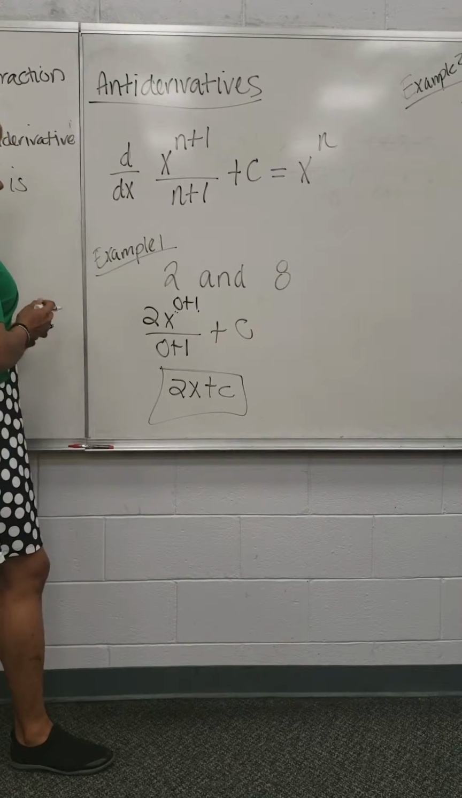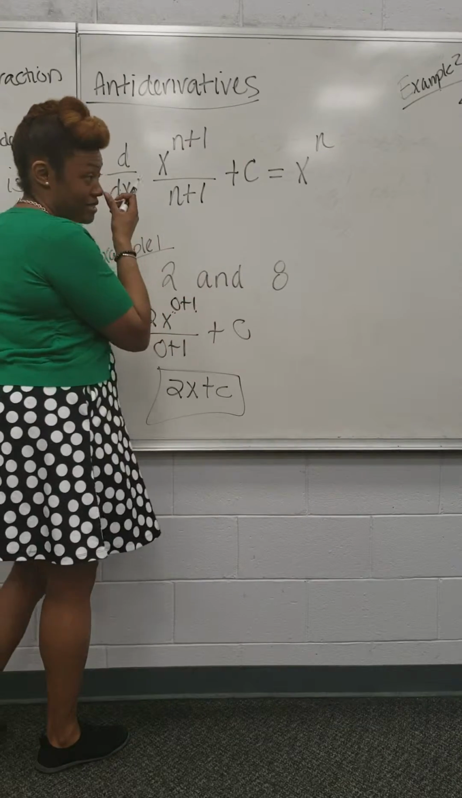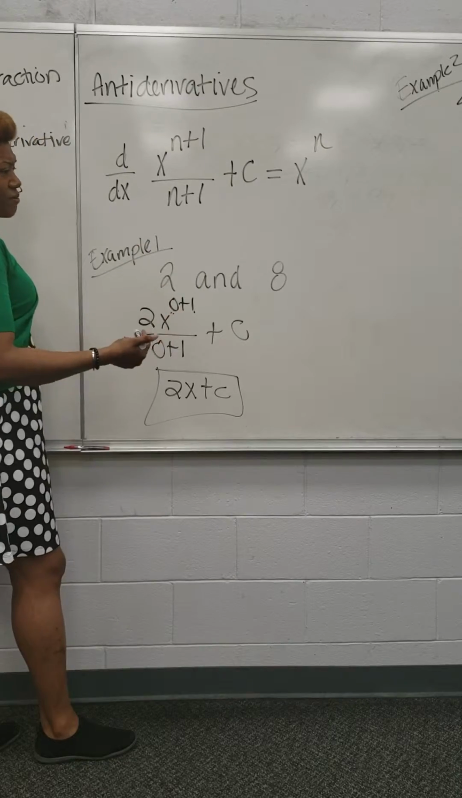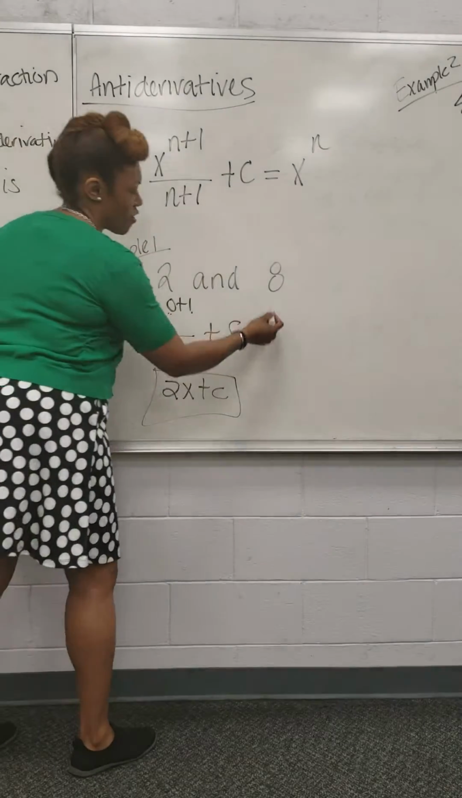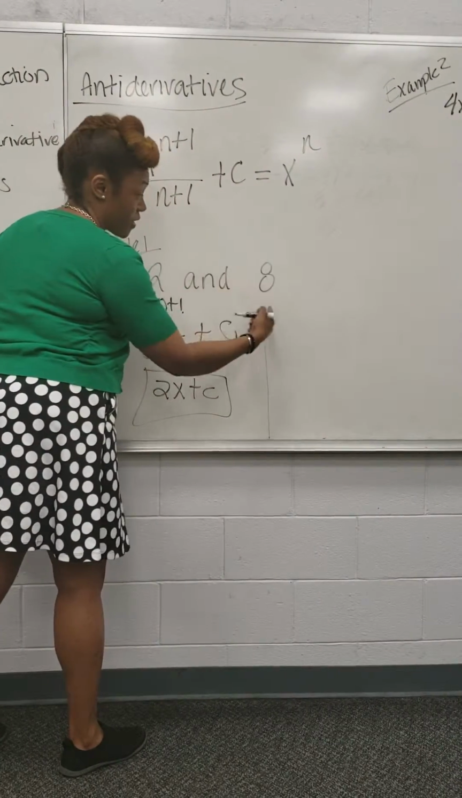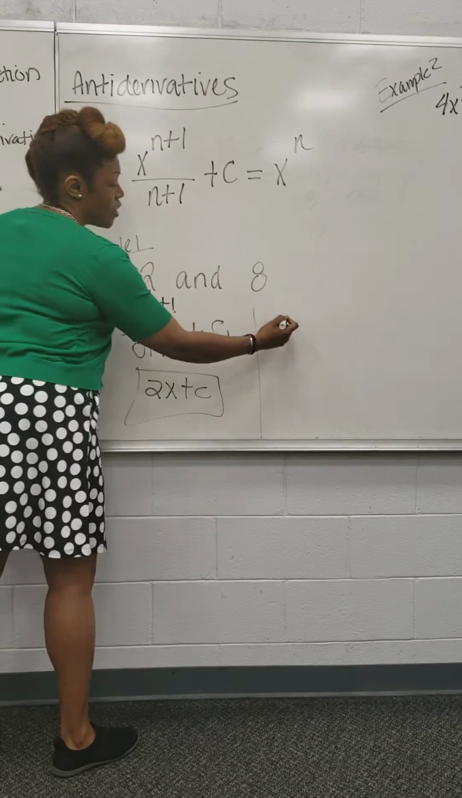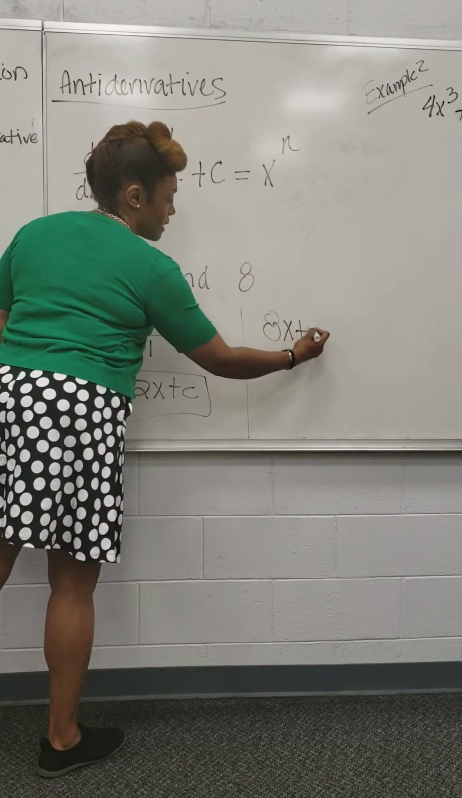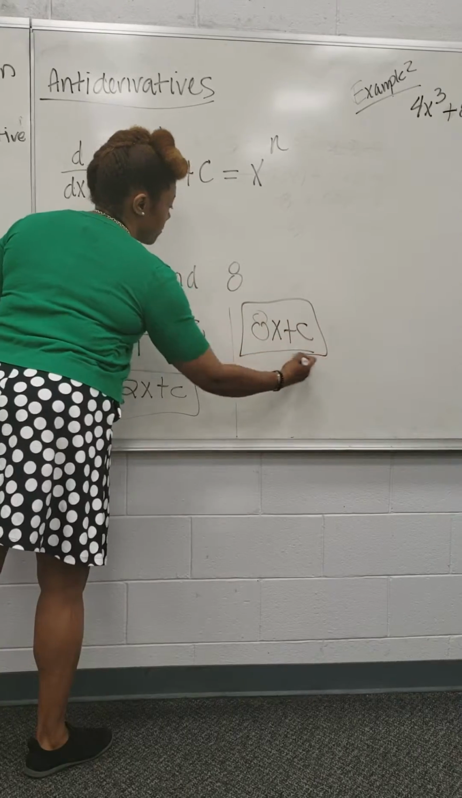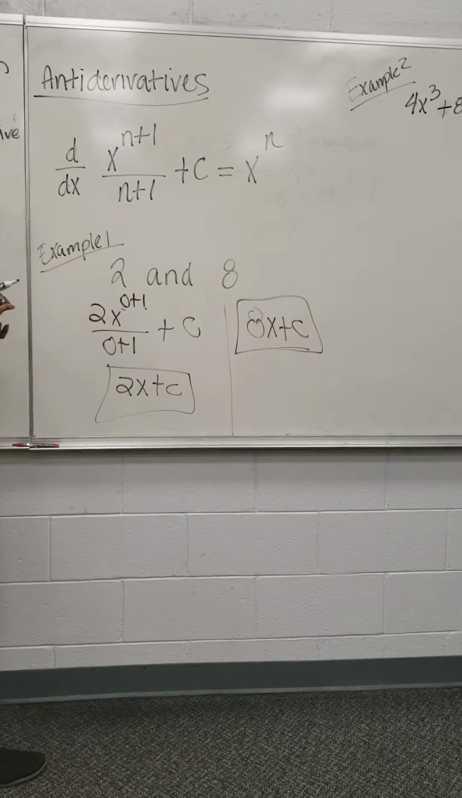The way that I remember, if I have a constant by itself, the antiderivative is just going to be with a variable plus c. So in other words, the antiderivative of 8 would just be 8x plus c. It is a very simple format, okay?